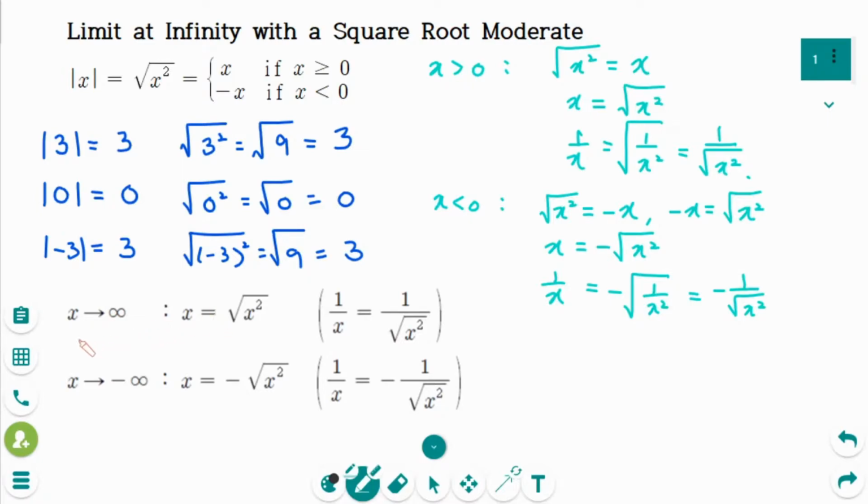To summarize, as x approaches infinity, that means x is positive. So x is square root of x squared, which can be rewritten as 1 over x equals 1 over square root of x squared. Then if x approaches minus infinity, x is less than 0, so x equals minus square root of x squared, which can be rewritten as this. So please remember this one.